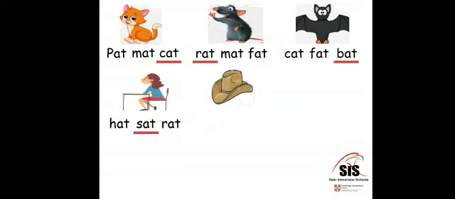Here's a picture of a hat. Let's read. Cat. Mat. Hat. So, it's the third one. Hat. Next.